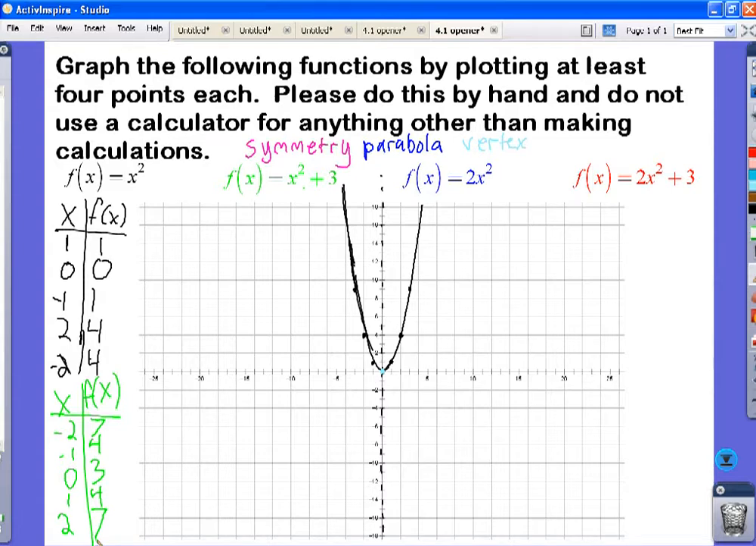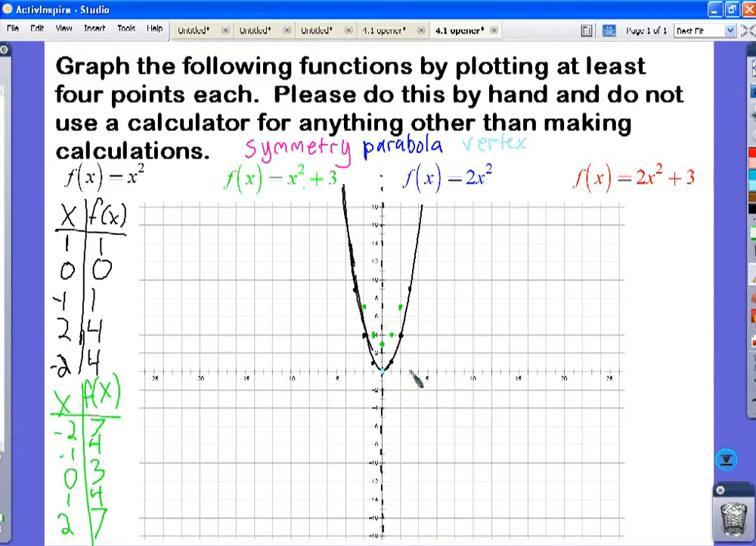Seen that symmetry again? Magic. Symmetry. It's not magic, it's math. 0, comma 3, 1, comma 4, negative 1, comma 4, 2, comma 7, negative 2, comma 7.